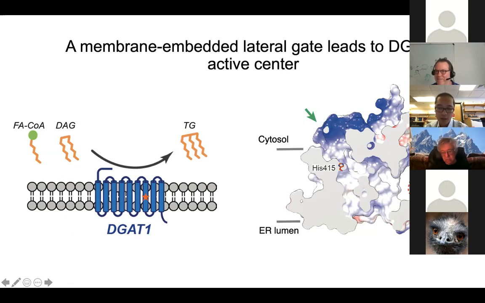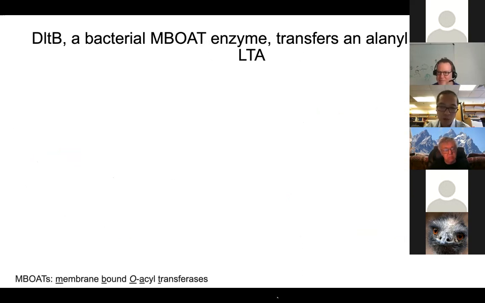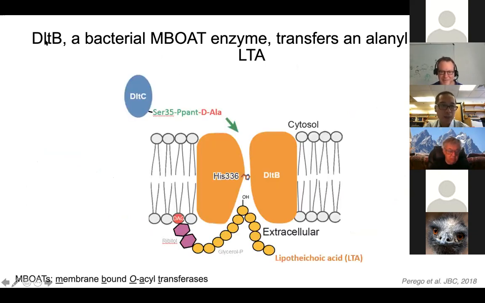Why? If we look back, DGAT1 actually belongs to a large family called membrane-bound O-acyltransferase. Okay, it exists in bacteria, in human, and in all other mammals. At the moment, there's only one structure available, which is DltB.